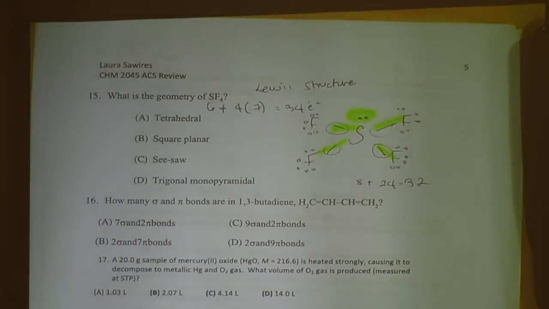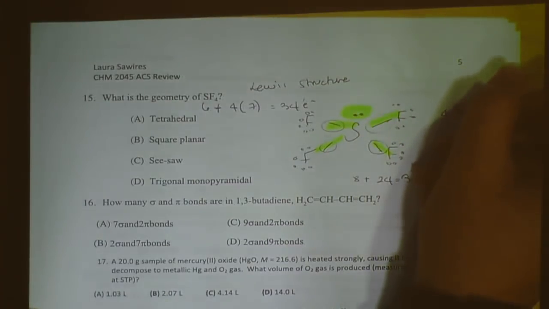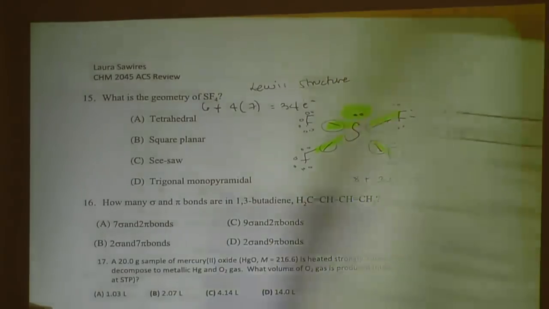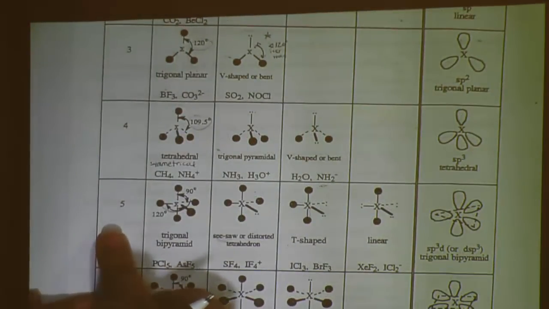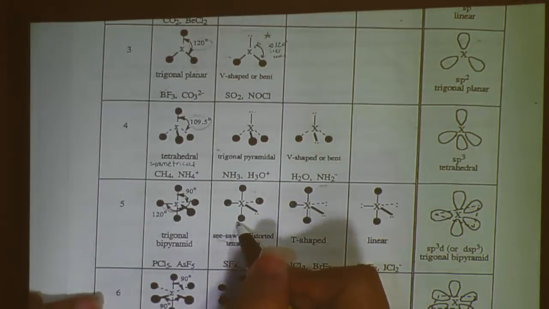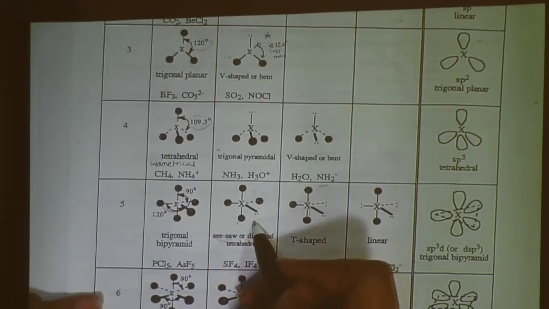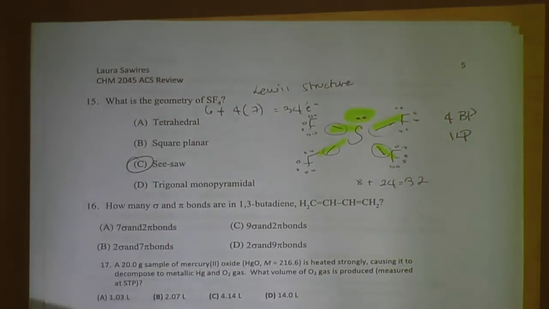5 electron density areas. 4 of them are bond pairs, and 1 of them is a lone pair. If I go to the geometry again, I have 5 electron density areas. Excuse me, 4 are bond, 1 is lone. So it's going to be seesaw, which is C. Okay, so it's C.